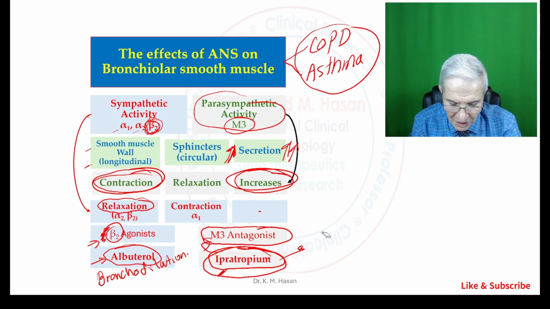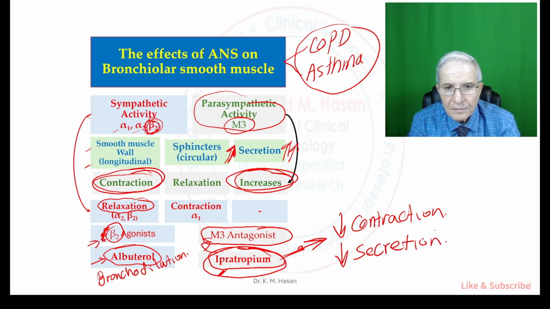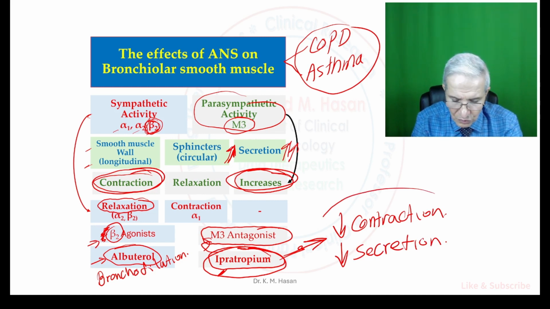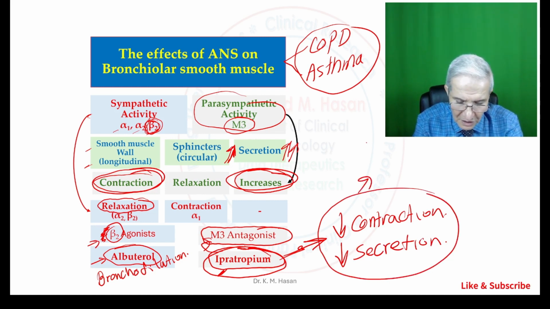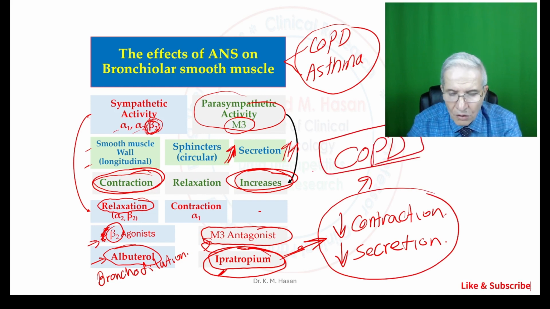And what happens with ipratropium? When you use ipratropium, this will lead to a decrease of contraction, and this will lead to a decrease of secretion. So, two important things. For this reason, this medication is considered the drug of choice for COPD, chronic obstructive pulmonary disease.